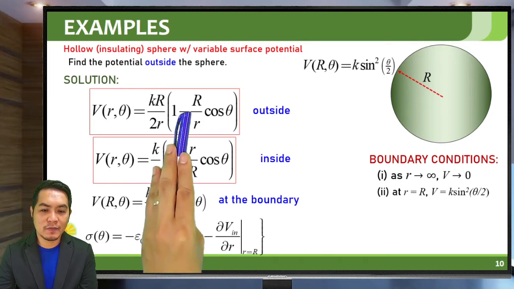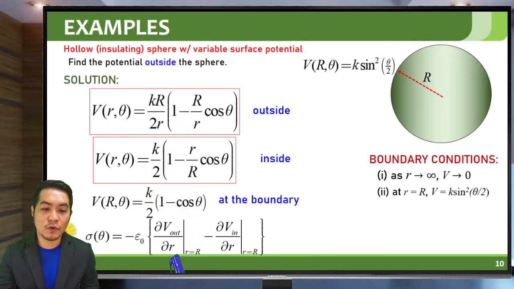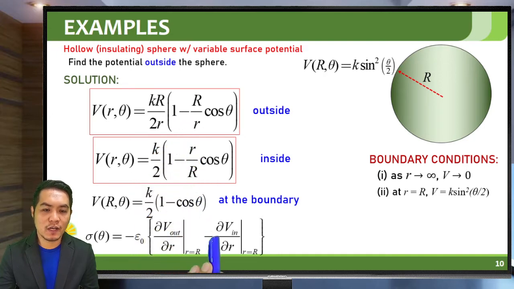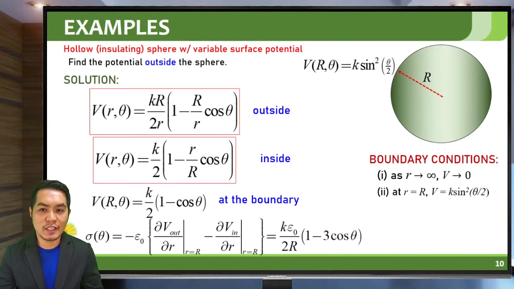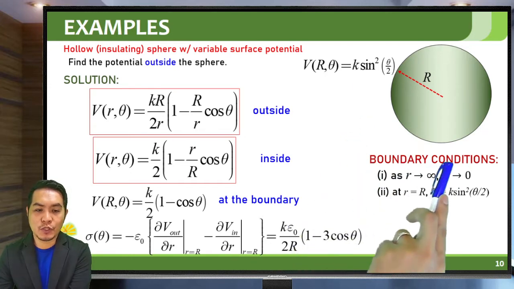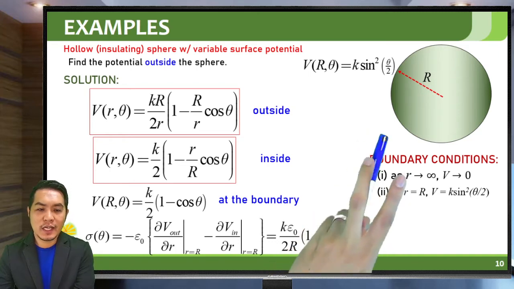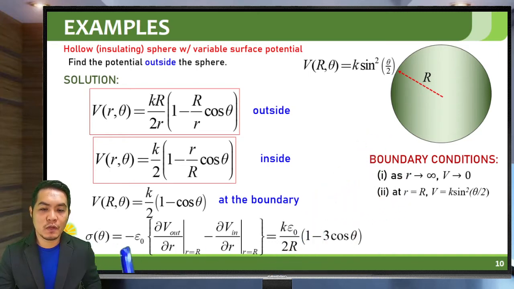You just take the derivative of this with respect to r, since r here is our normal coordinate, perpendicular to the surface. So derivative of this with respect to r, derivative of this with respect to r, and evaluate at r equal to capital R, and you will get this result. This is now the surface charge distribution on our hollow insulating sphere. If your surface is not an equipotential, you will expect that its surface charge density will also not be uniform. In fact, it depends on your polar angle theta.